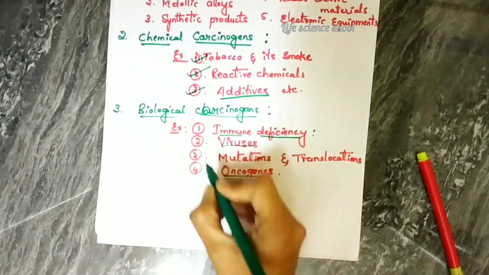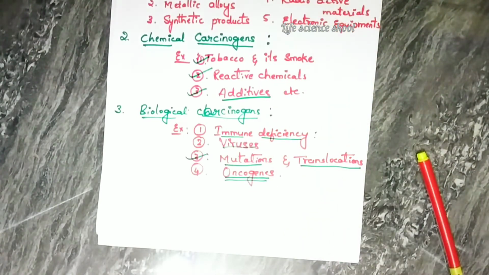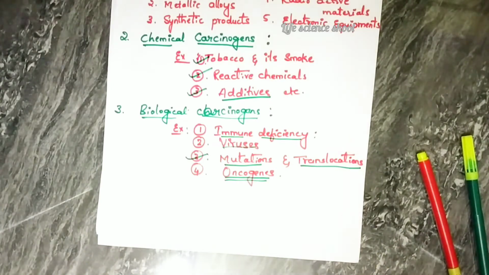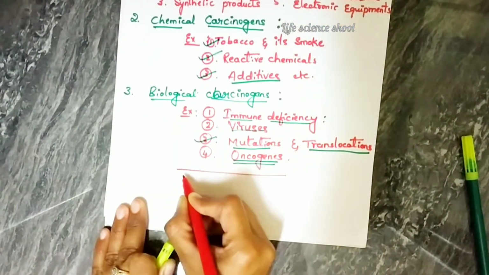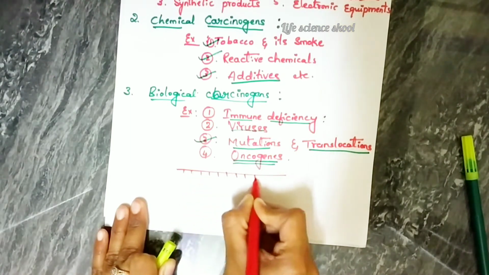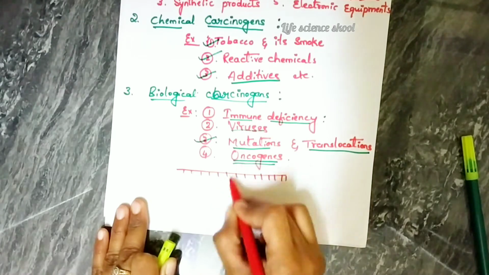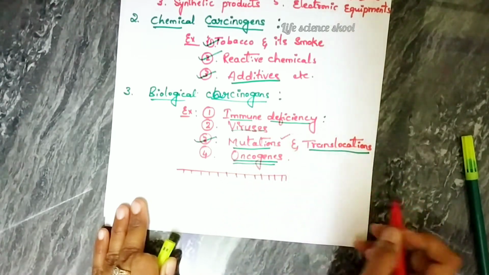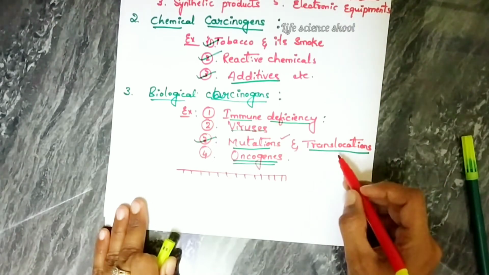Now we will move on to the third one, that is mutations and translocations. Obviously this is the main important point. See here, mutations: we know that we have a definite DNA sequence, right? So if this DNA sequence is interrupted or disrupted, that actually causes mutations. Translocation, you can see here, it is easy to understand.